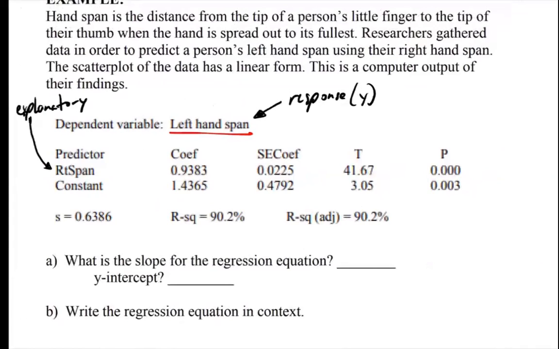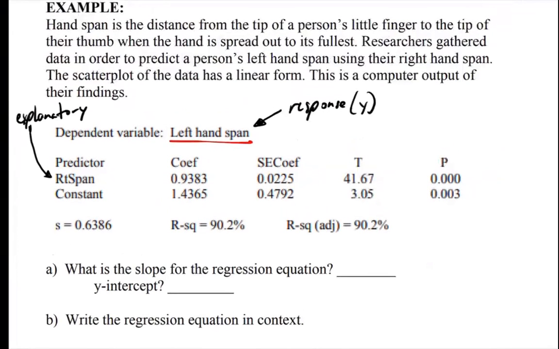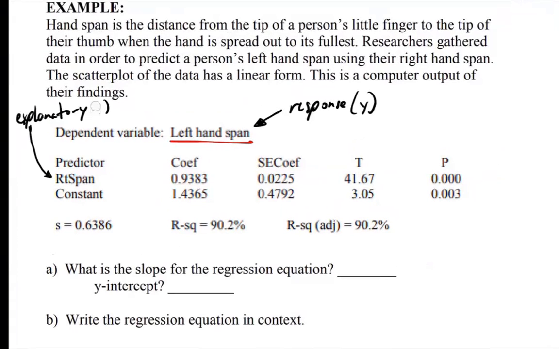Dependent is X. No, wait. Independent is X, because I can choose whatever I want and plug it in, and whatever comes out is Y. Thank you. So they did it right. I interpreted it wrong. Okay.